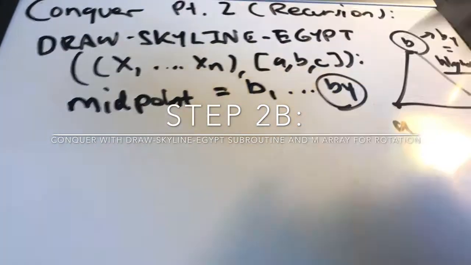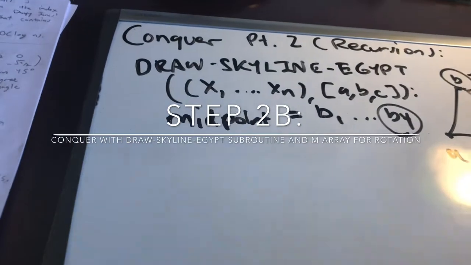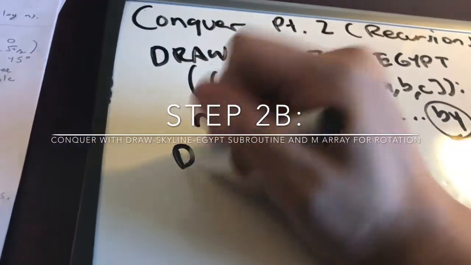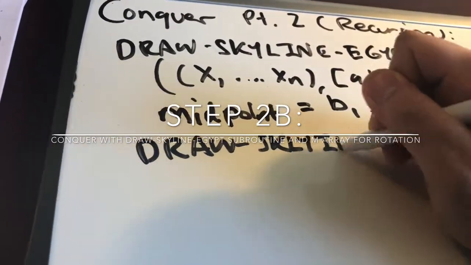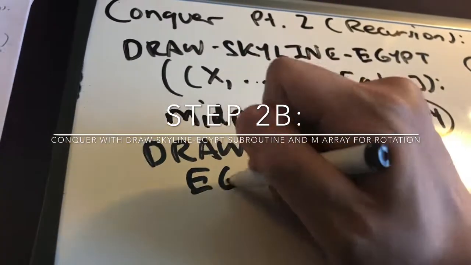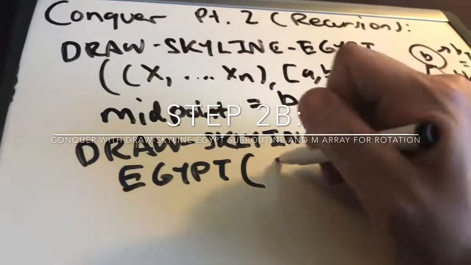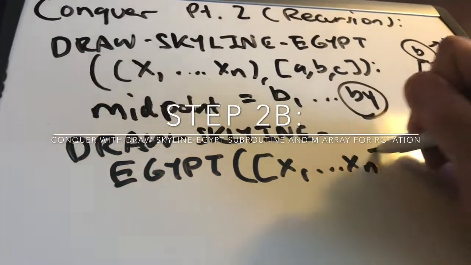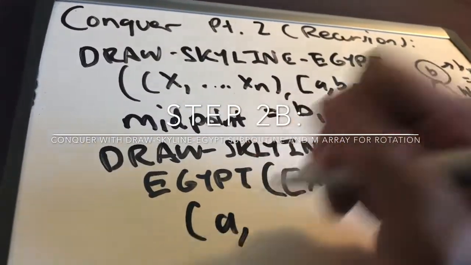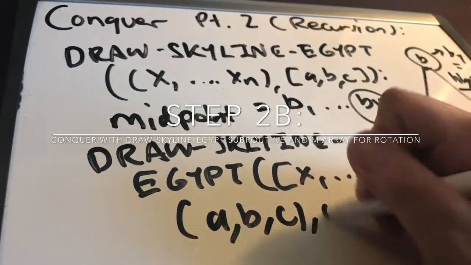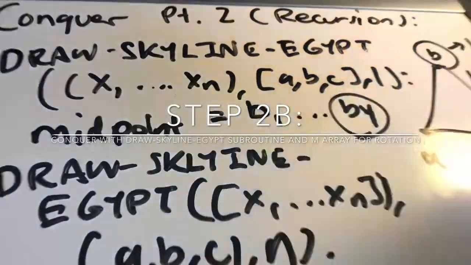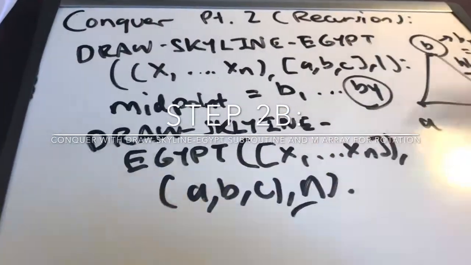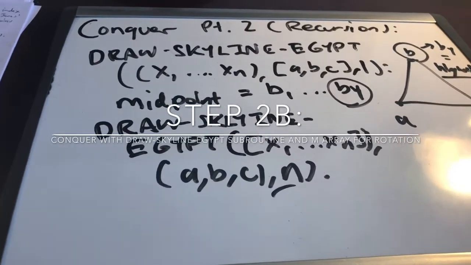So we choose b of y to be the maximum of the midpoints. And then we basically repeat this. So we call draw skyline recursively for up to n pyramids. We do from x1 to xn again, but this time we do it for A, B, C, and n, which is another parameter. Originally, we just had 0. We had 1 to start off with, but we're going to do draw Egyptian skyline up to all the n pyramids. And then finally, we're going to finish off the conquer step with the following.